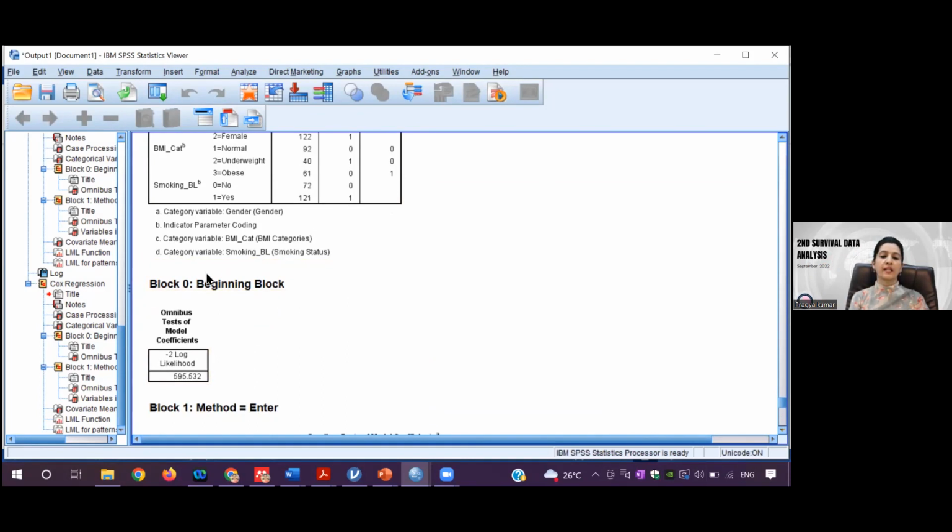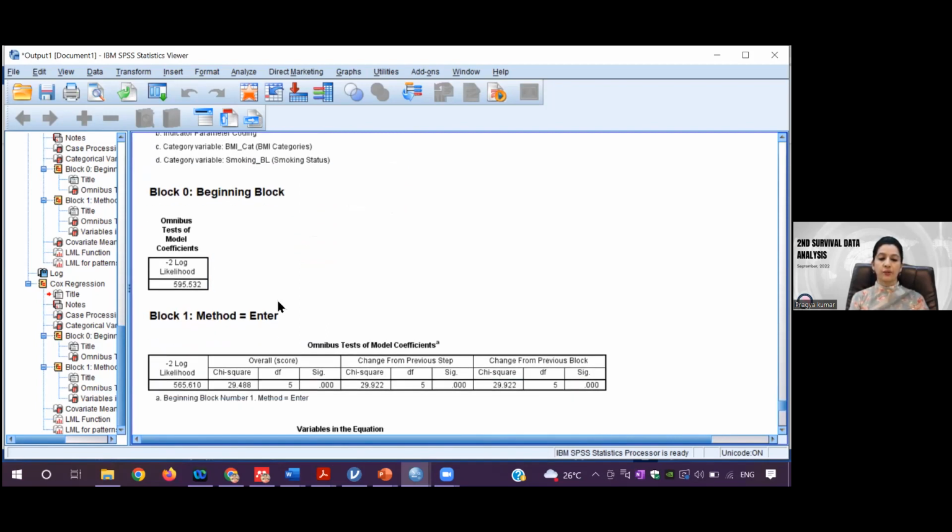So if you don't take any variable in the model, and then when you take variables in the model, it tells you whether the variables which you have taken to predict the hazard in the experiment group as compared to the control group, whether that model is significant or not. Ultimately, like in logistic or linear regression, there is a concept of residual. Remember, you calculate the expected survival and you calculate the observed survival. And that chi-square, which you are seeing here, is again calculated based on the expected and observed survival.